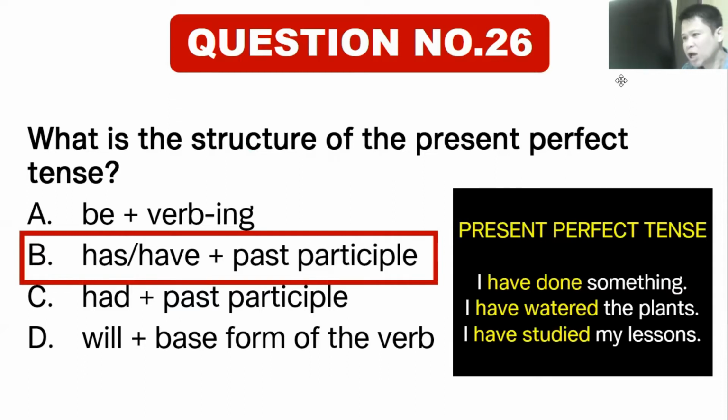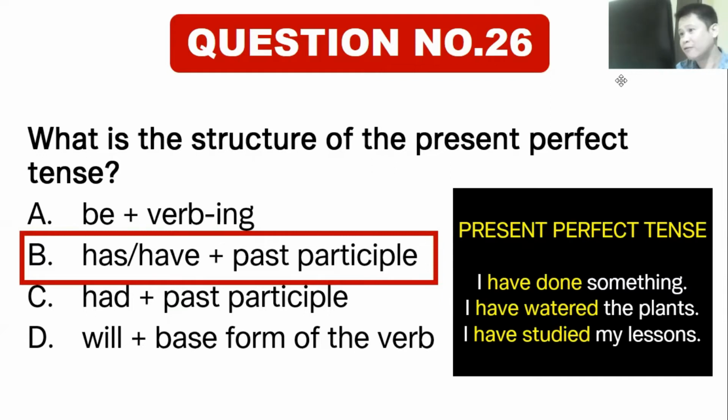The present perfect tense. I have done something. I have watered the plants. I have studied my lessons. In other words, in the present perfect tense, the action happened or started to happen. When the action happened or when the action started to happen is not important. It started to happen, or it happened at an indefinite period of time in the past. That is the present perfect tense.